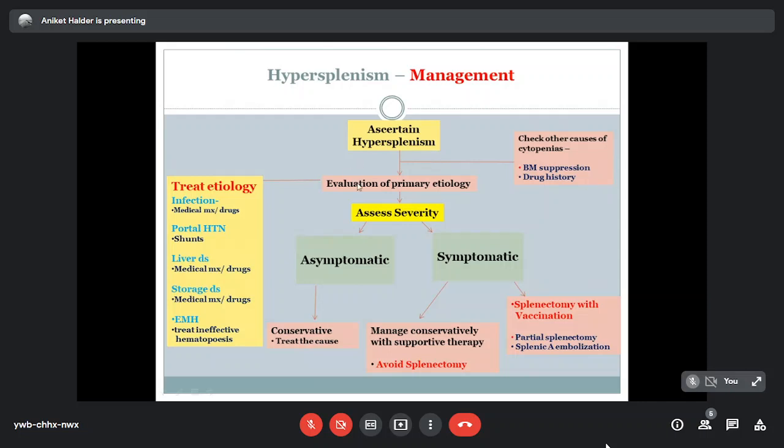And also we have to evaluate the primary etiologies. Then, after evaluation of the primary etiology, we have to assess the severity of hypersplenism. In most cases, the hypersplenism causing cytopenias is usually moderate, and it's usually asymptomatic. In these cases, conservative treatment of the cause should be done.